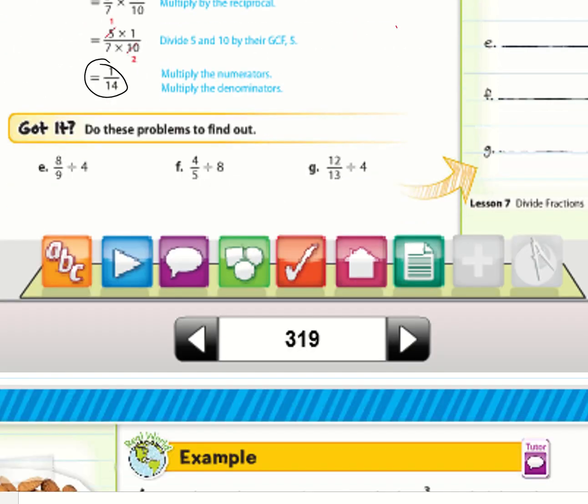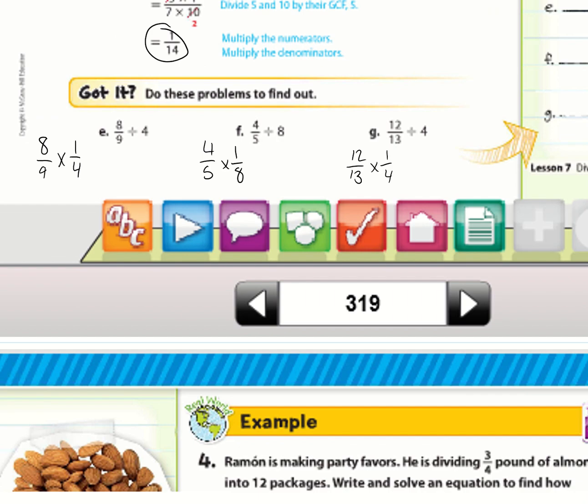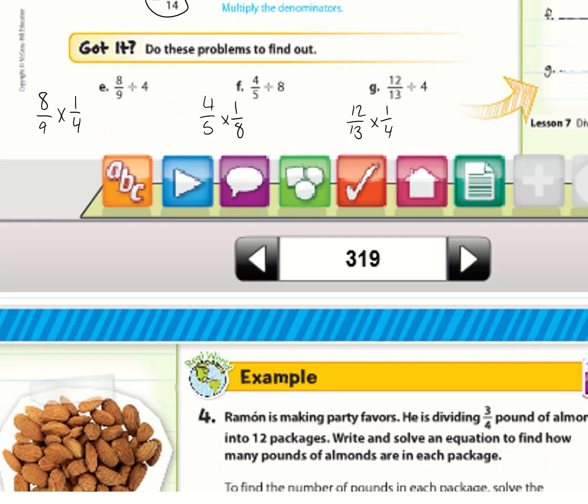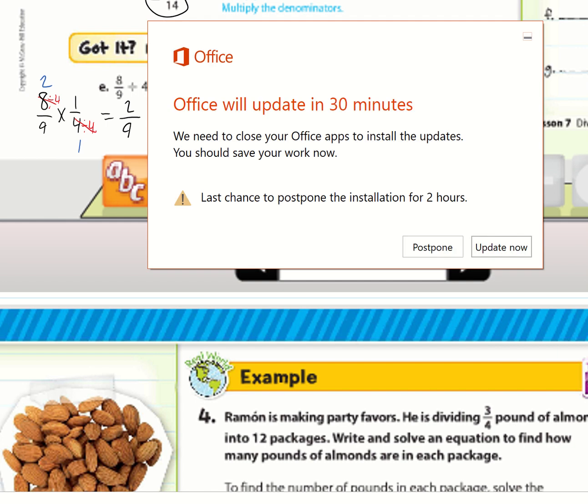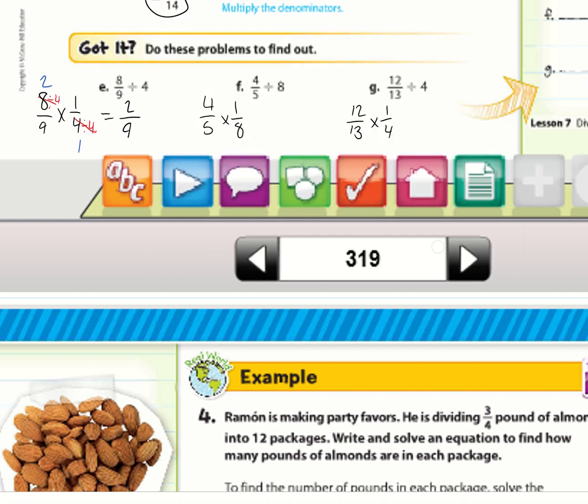So go ahead and pause the video, try E, F, and G. They gave us some pretty nice problems to work with. I know 4 divided by 4 equals 1, 8 divided by 4 equals 2. Because these have compatible numbers and we're cross-dividing, that means these work. So my numerator is 2 times 1 equals 2, 9 times 1 equals 9.